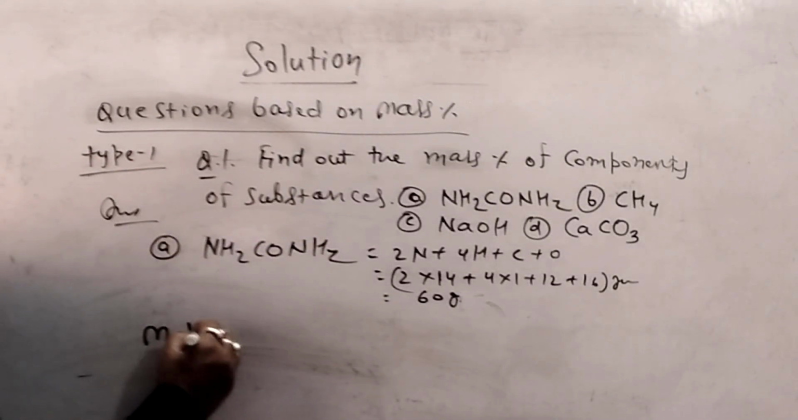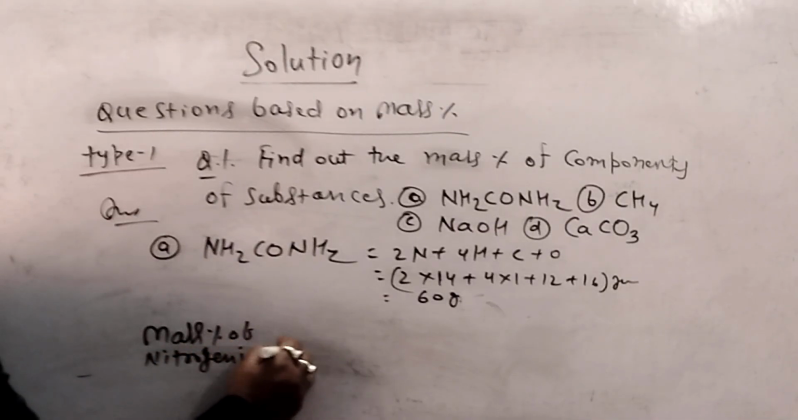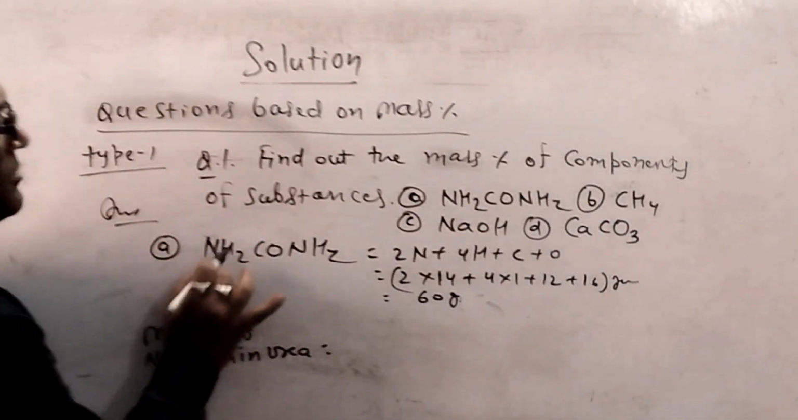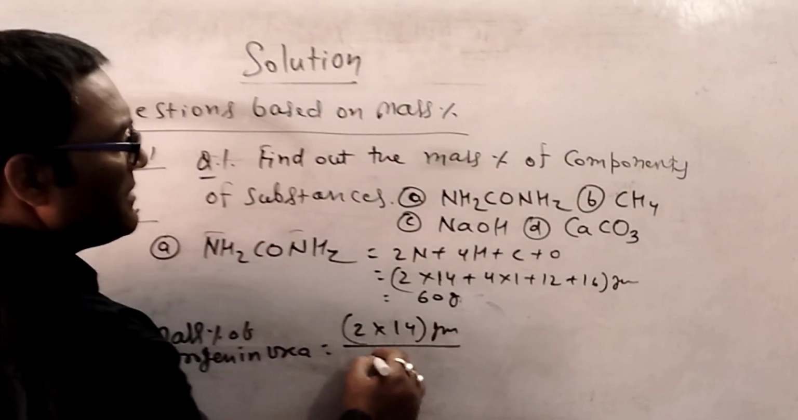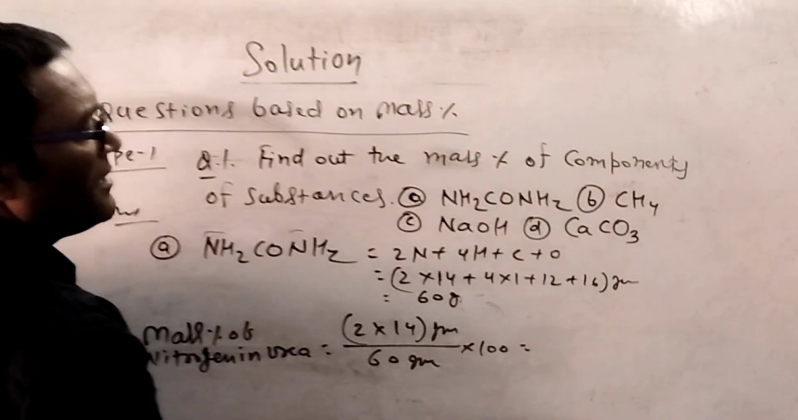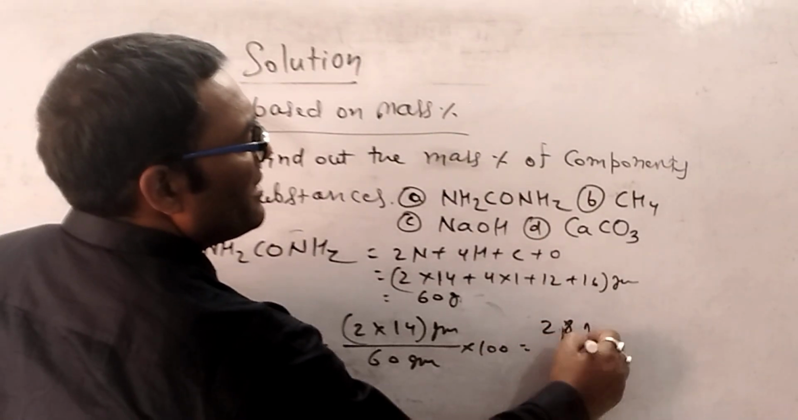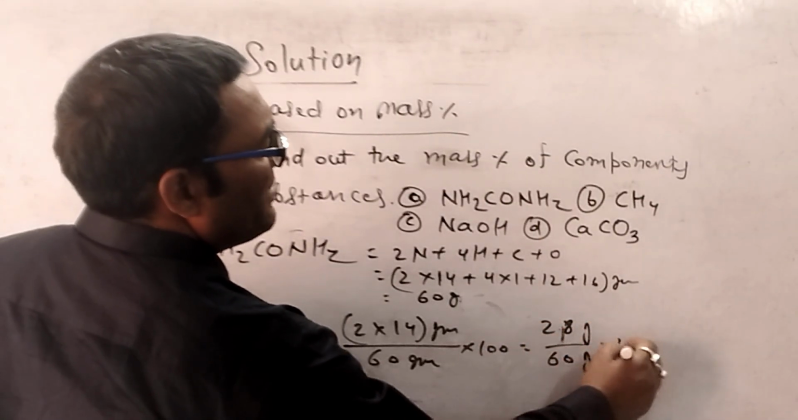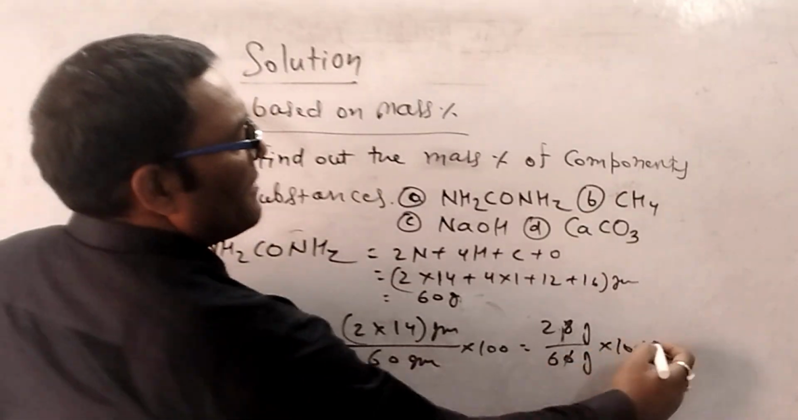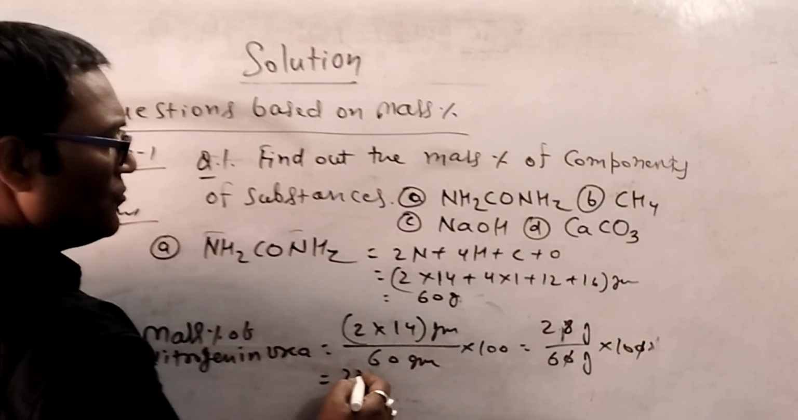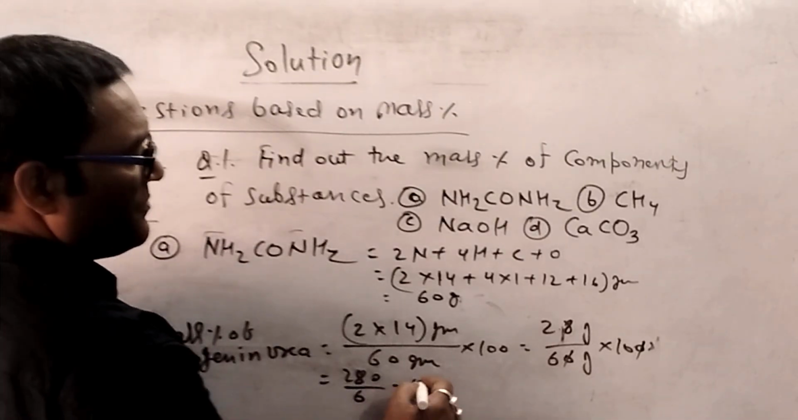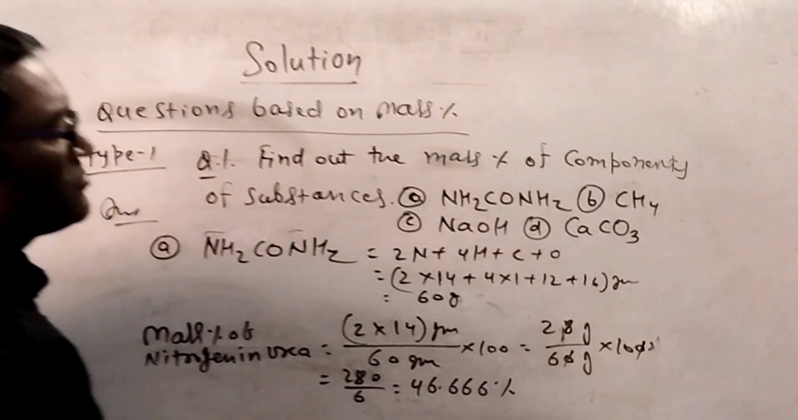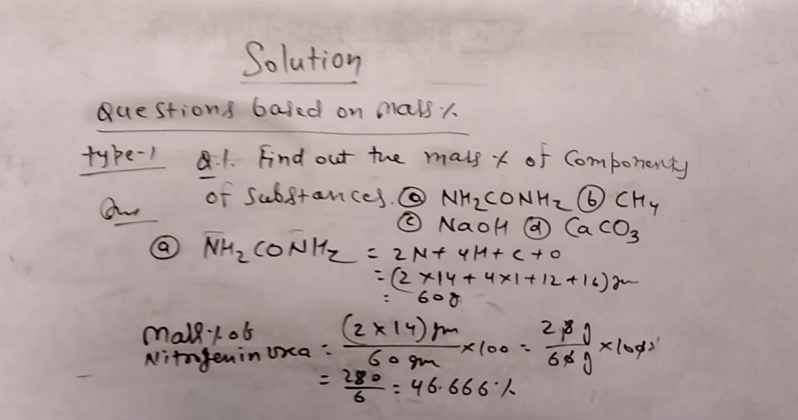Now the mass percentage of nitrogen in urea: a total of 2 nitrogen atoms are present. So 2 multiplied by 14 gram divided by 60 gram and multiplied by 100. Now 28 gram divided by 60 gram multiplied by 100. 0 cancels by 0, so we can write 280 divided by 6, which is 46.666%. So this is the percentage of nitrogen in urea.